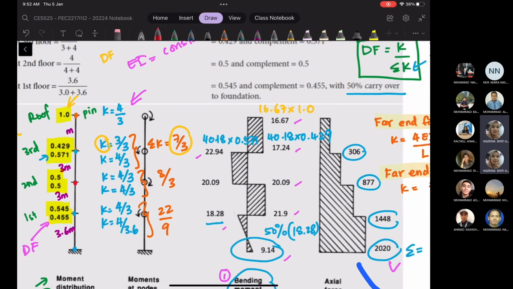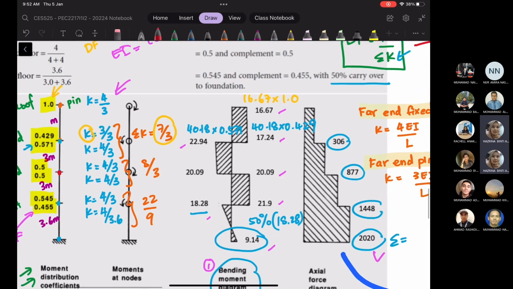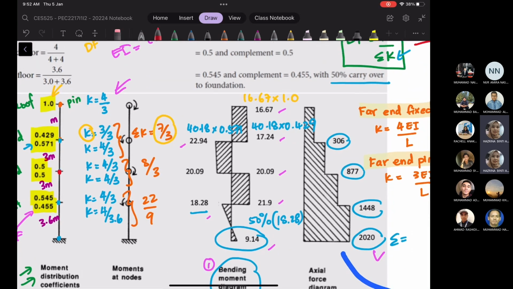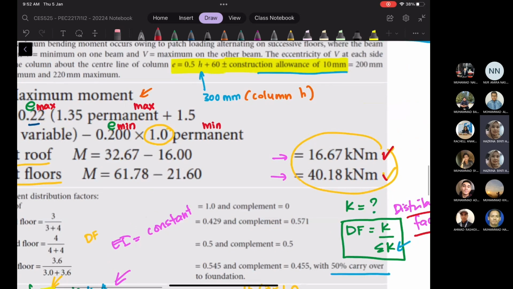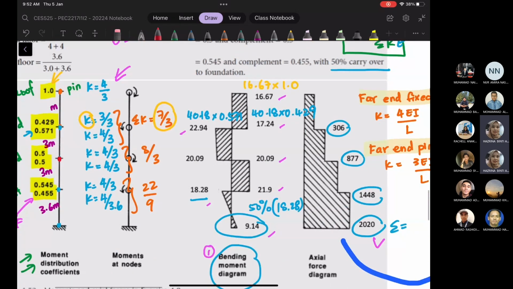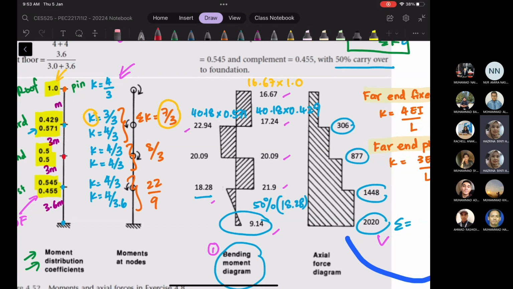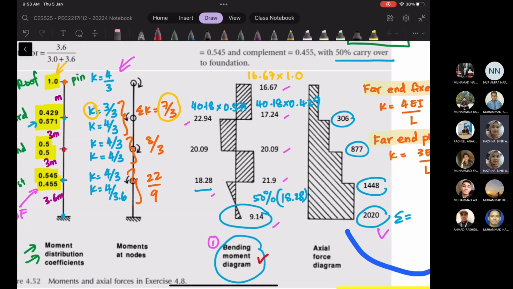And then we can calculate the bending moment diagram. For each bending moment diagram, the moment we got earlier, this one, we have to multiply with the distribution factor. So multiply with the distribution factor, and you can see here that we are going to get the values. For each top and bottom, we get them when we multiply with the distribution factors. So this will be the bending moment diagram.